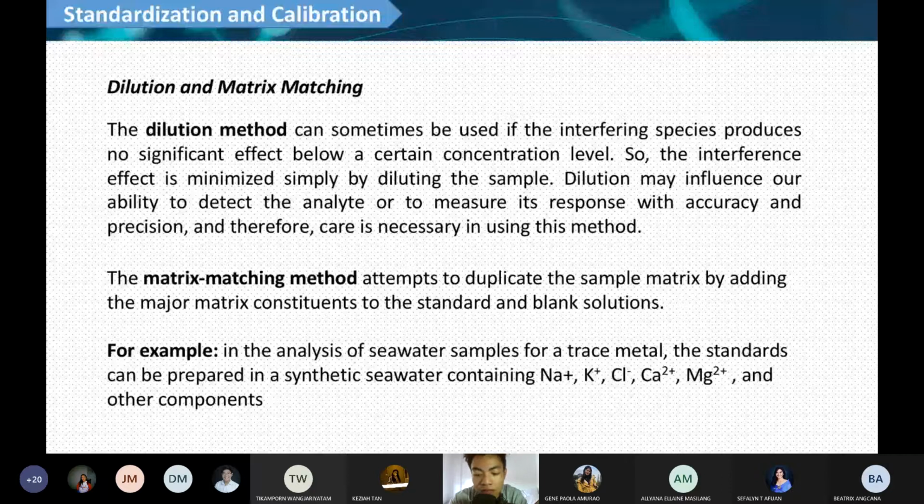So again, when doing matrix matching, you are going to duplicate the matrix concentrations. That means the concentration of your interferences. And then you're going to run your sample, and you will deduct the concentrations of your interferences so that you will be left with your analyte concentration na lang. Okay.